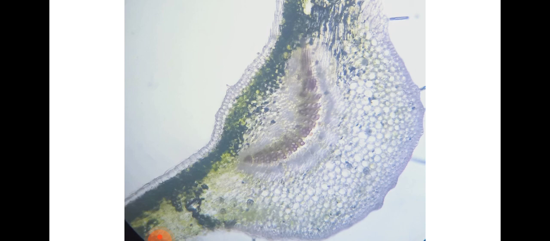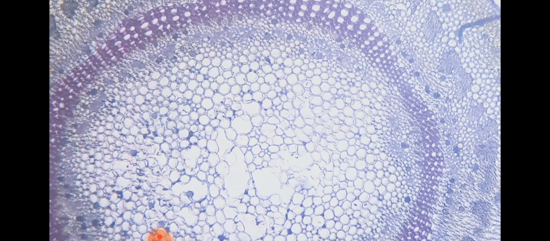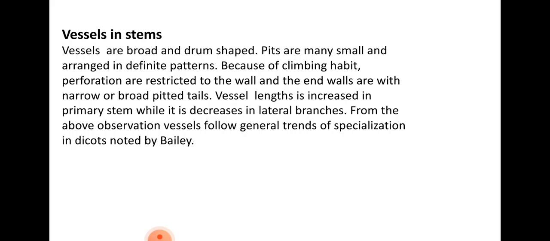Here you can see a clear-cut idea about these plants. This is the transverse section of the leaves. Then this diagram is the transverse section of the stem. Here you also get a clear-cut idea about that transverse section of stems.